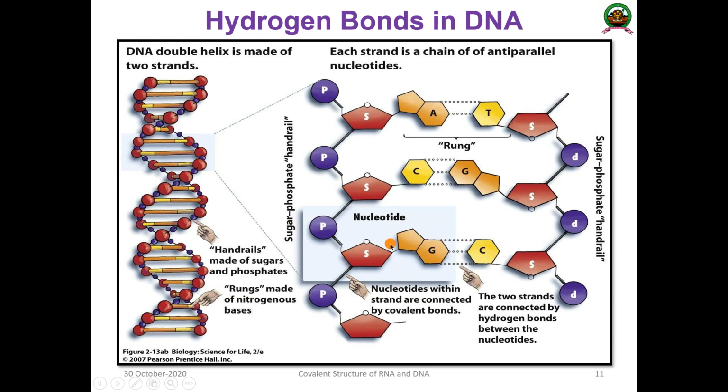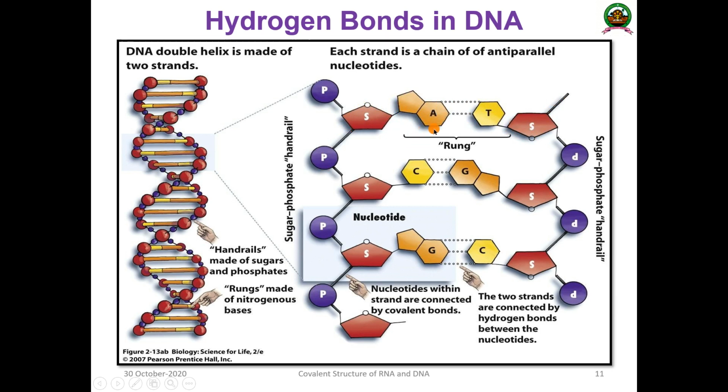The bond between the sugar and nitrogenous base is the glycosidic linkage. Here you can see this adenine is a purine with 2 rings: a 6-membered pyrimidine ring and a 5-membered imidazole ring. This is adenine in one strand, and this is the other strand, thymine. Therefore, 2 hydrogen bonds are produced.